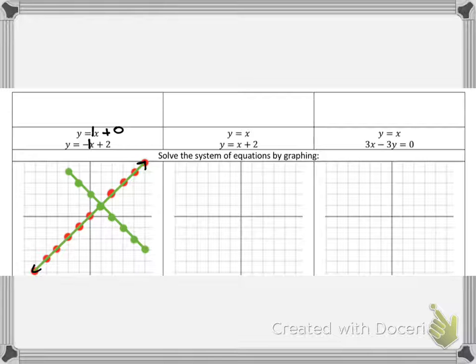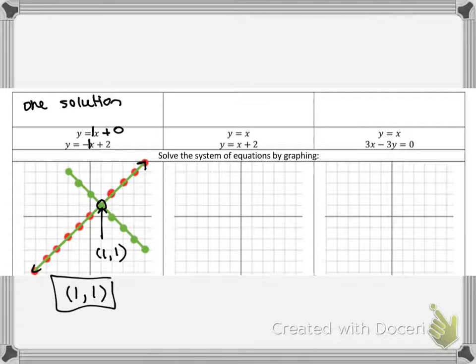Can you tell from this graph where these two lines meet? If so, write it down on your paper. Hopefully, you notice that the lines are intersecting here. This is the point 1, 1. So this set of linear equations has exactly one solution. And our final answer is the ordered pair 1, 1.